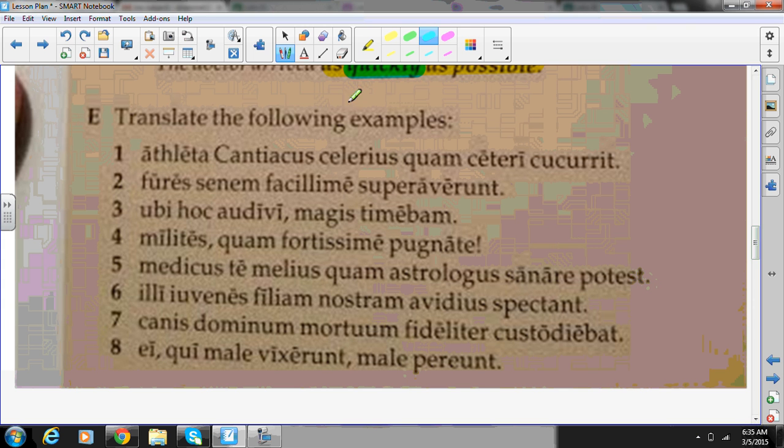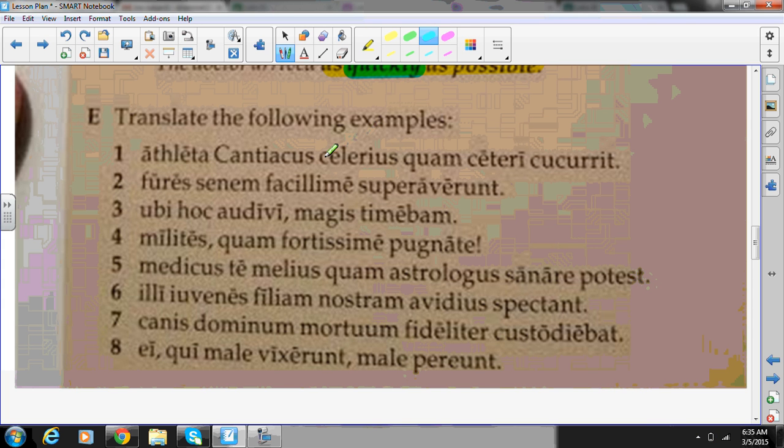Okay, translating these following. What I want you to do is I want you to hit pause. I want you to go through all of these sentences here. I want you to recognize the adverb. Tell me whether it's comparative, superlative, or positive adverb. I also want you to translate those sentences. So hit pause now.